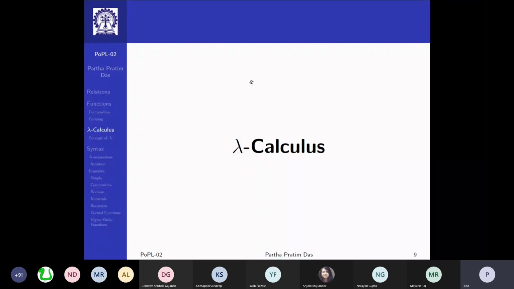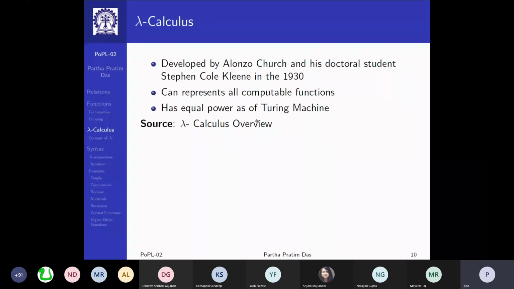So let me now introduce the concept of lambda. Lambda calculus was developed by Alonzo Church and his doctoral student Stephen Cole Kleene. Kleene's name you have already come across possibly in terms of Kleene closure, if you have done automata theory, in expressions and so on. This was done in the 1930s. And this calculus can represent all computable functions. You know that not everything can be computed, because there are problems which are undecidable, which you cannot compute.